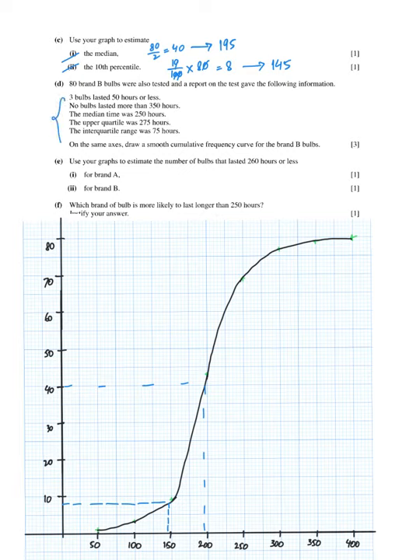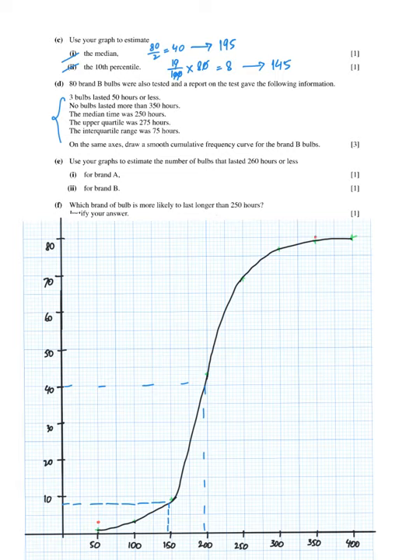So I'm going to plot the curve with the red pen, so that the two curves are clearly distinguishable. It says 3 bulbs lasted 50 hours or less. So you get your first point at 50 on the x-axis, and 3 is 1, 2, 3. That is your first point, 50 and 3. No bulb lasted more than 350 hours. So at 350 you get a point, and that point is 80. So that is your highest point.